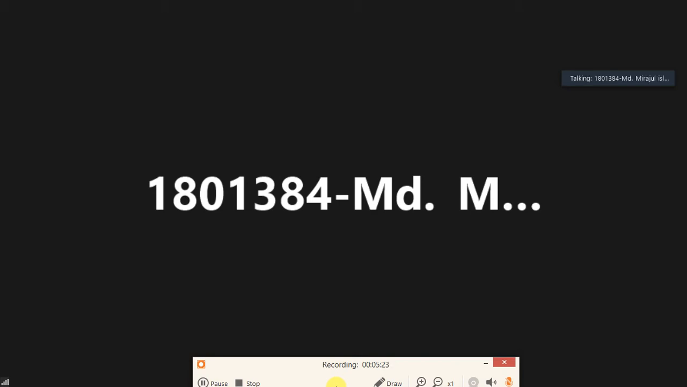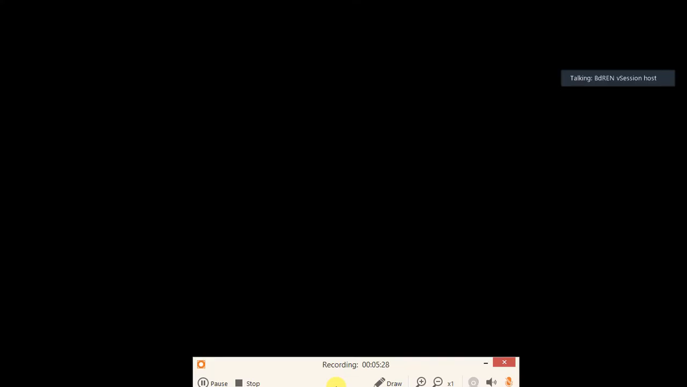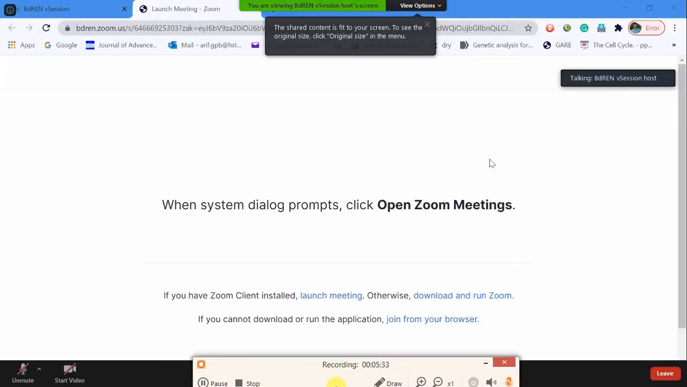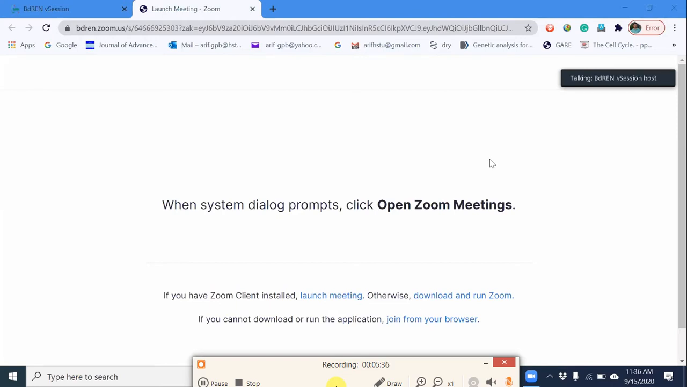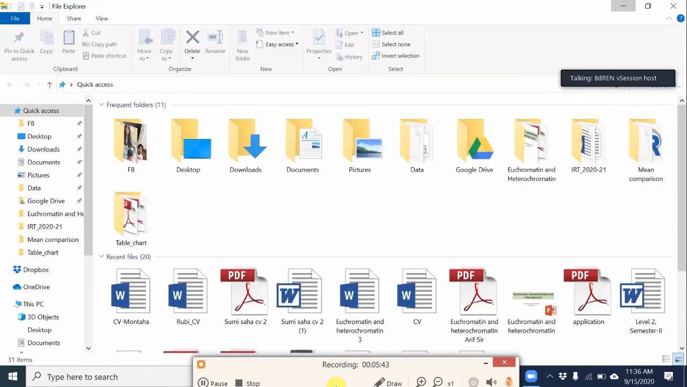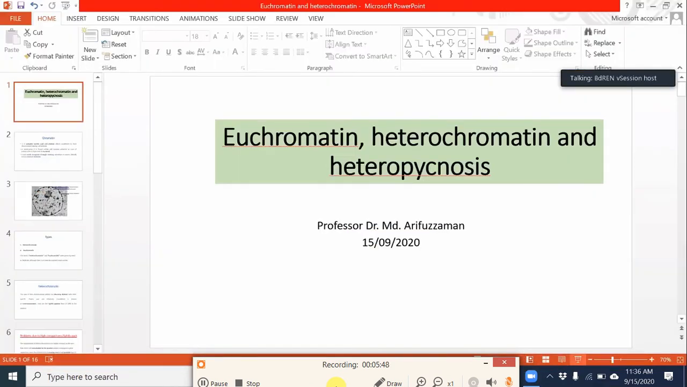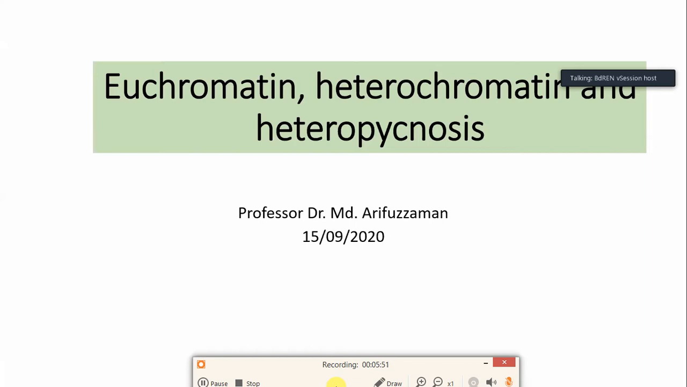Sir, will you provide the sheet? Yes, at the end of this class I will deliver this sheet to Zerin, Sama maybe, and Rupam. At the end of this class I will email it to these students. Okay, you can see my screen maybe. Can you see my screen? Yes, sir. Okay, wonderful.